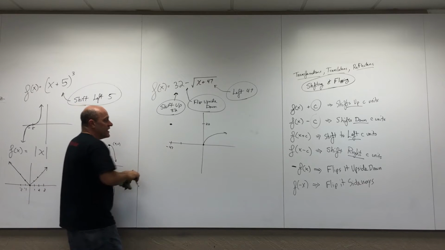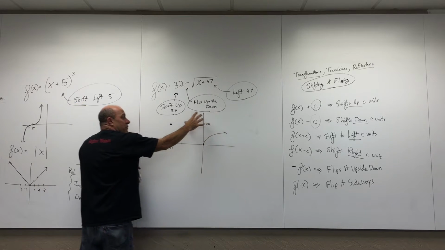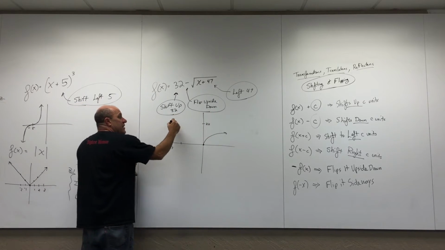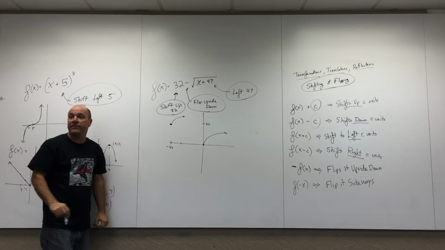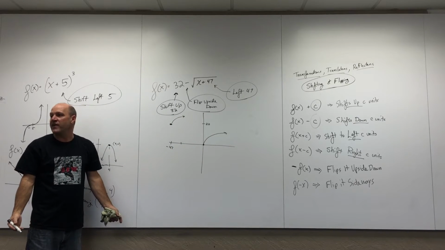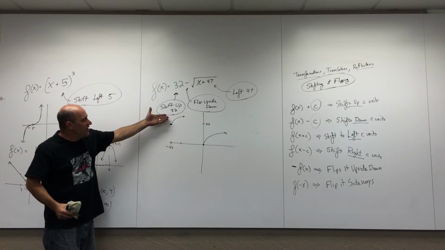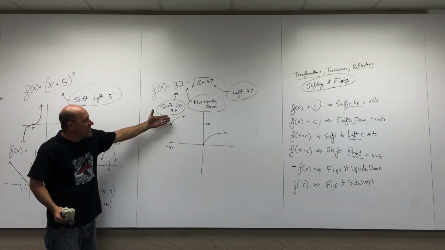So that's awesome. He got moved up 32. He got moved left 47. Here he is, except, wait a second, I forgot one thing. I should draw him upside down. And that means he's flipped right upside down from where he is.